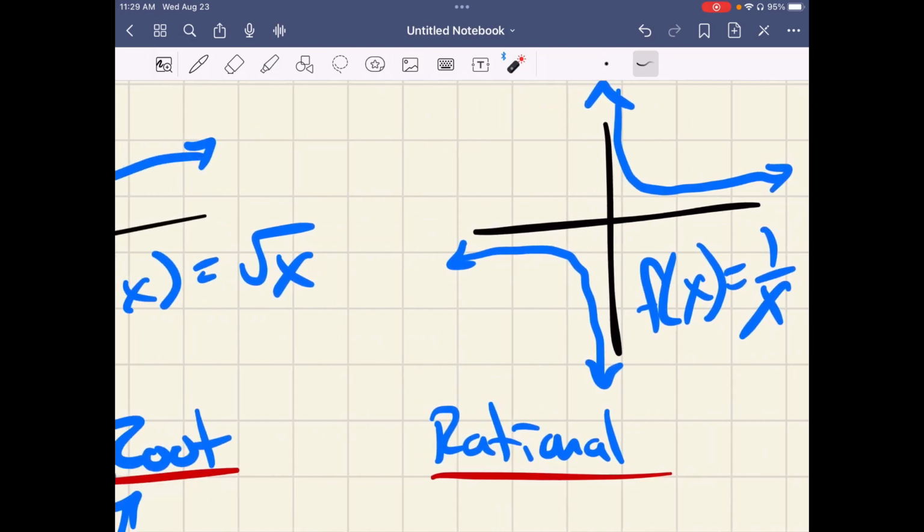The rational function is going to be when your x is in the denominator, you're going to get this little boomerang shape here in either quadrant, or we could have something like this, 1 over x plus 1. This would indicate that it is a rational function because I have the x in the denominator.